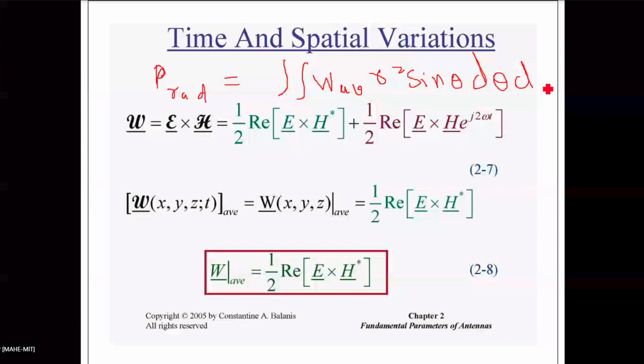What are the limits? Theta is equal to 0 to pi, and phi is equal to 0 to 2 pi.